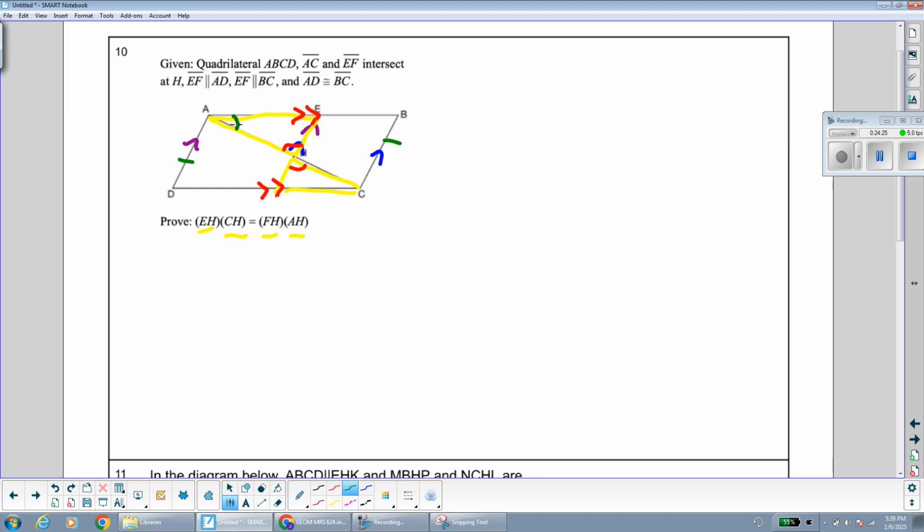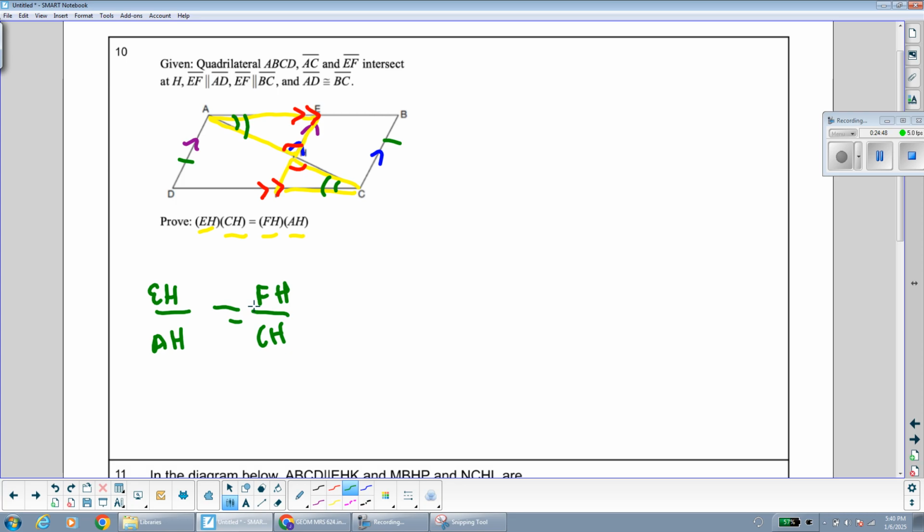So we have congruent alternate interior angles. From there, all you need to do is prove a proportion involving the corresponding sides. When you make your proportion, just make sure that you double check that when you cross multiply, it actually gives you the product that you want. So just double check.